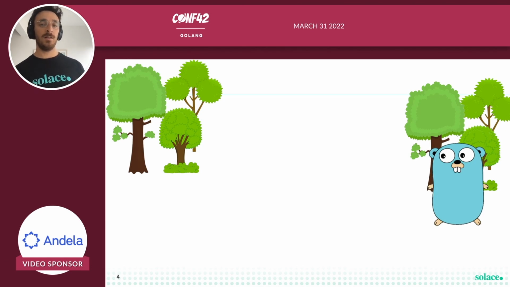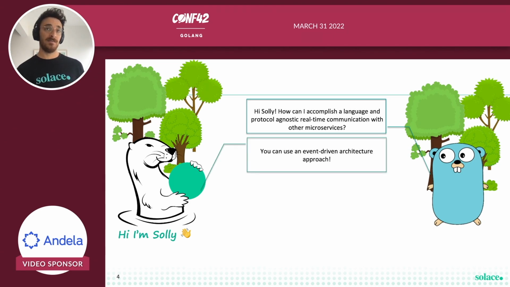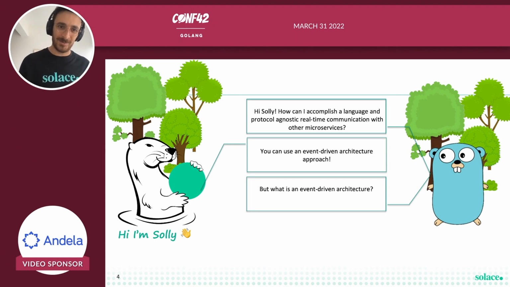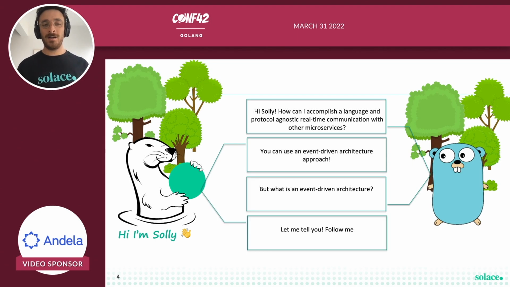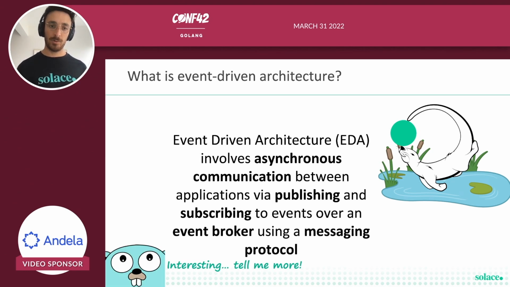And he meets Solly the otter and starts the conversation. Hi Solly, how can I accomplish a language and protocol agnostic real-time communication with other microservices? You can use an event-driven architecture approach. But what is an event-driven architecture? Follow along, let me tell you what event-driven architecture is. Event-driven architectures involve asynchronous communication between applications via publishing and subscribing to events over an event broker using a messaging protocol. Gopher is getting a bit interested.